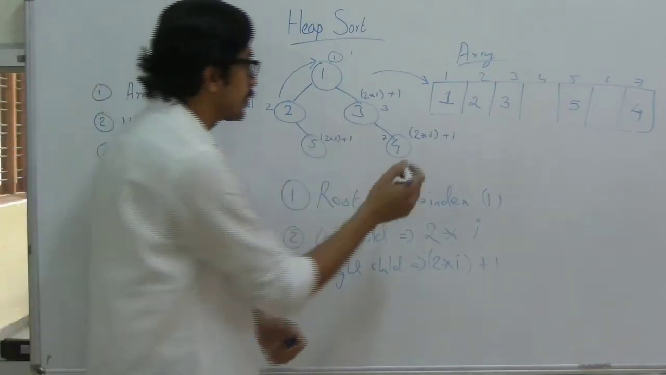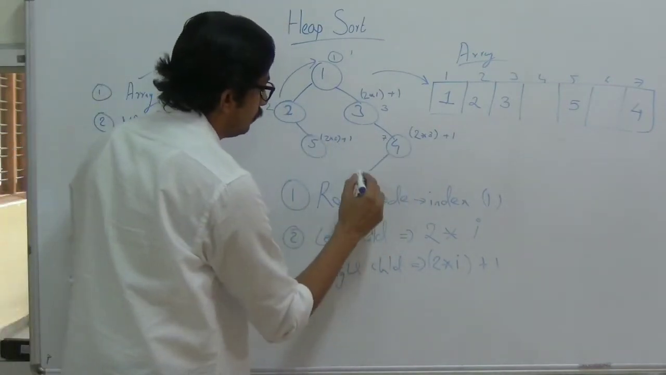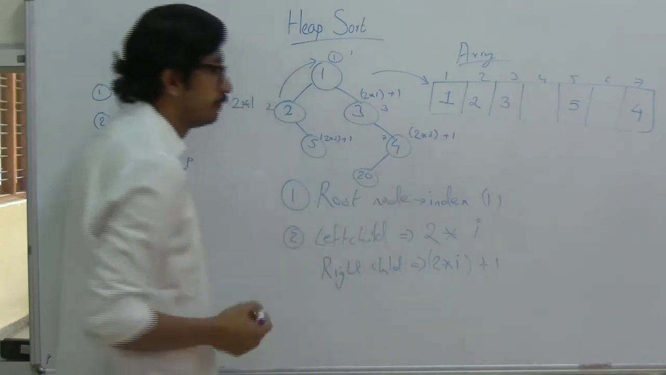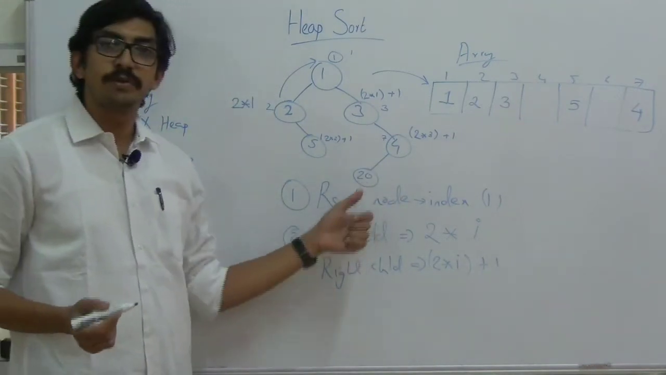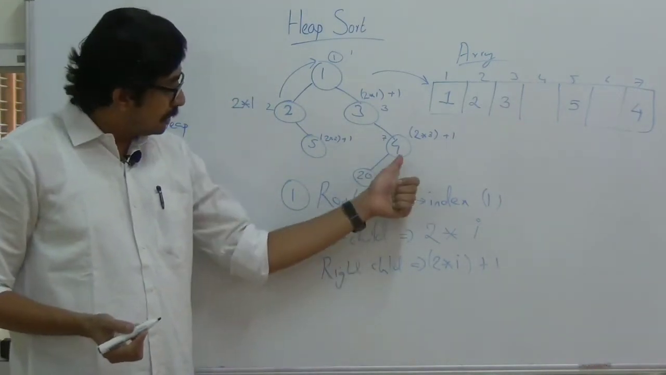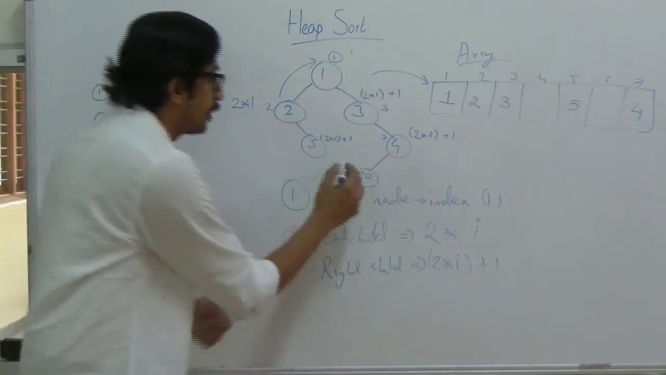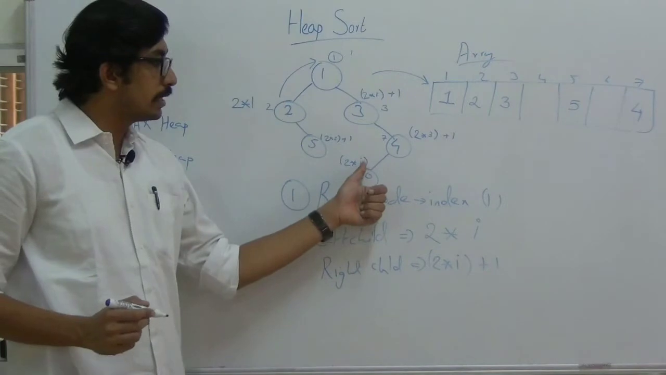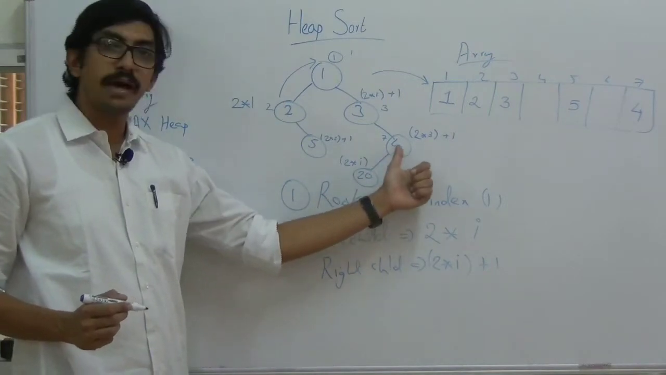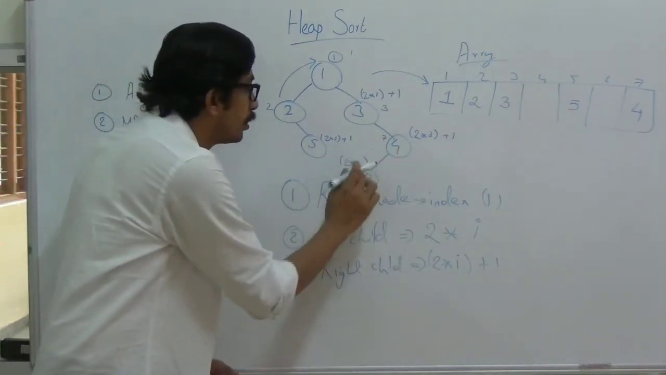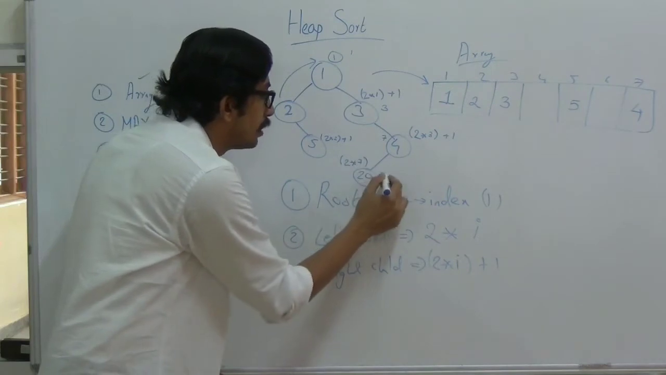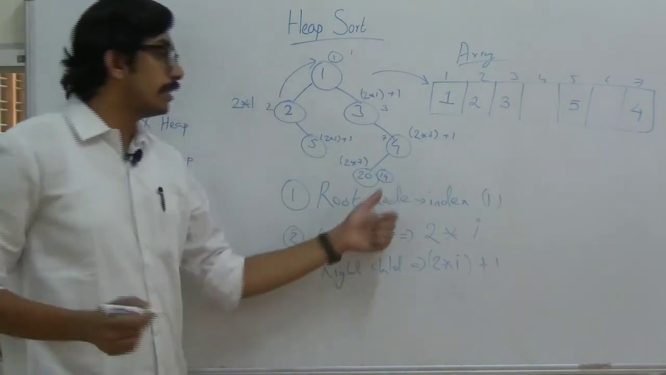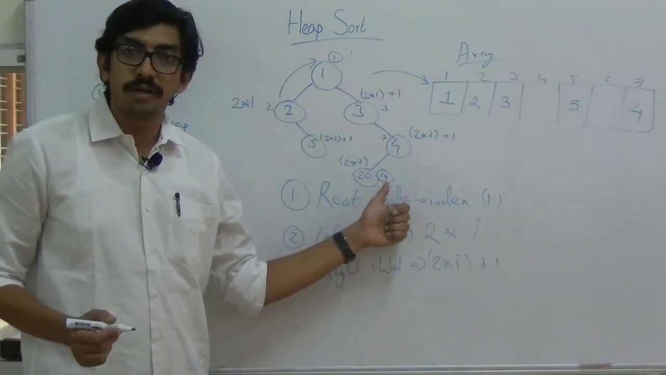Now I will just give a question. Suppose you are having a node, say 20, over here. What will be the index position of 20? So this is the left side. So the formula is 2 into I, where I is the index position of its parent node, that is 7. So 2 into 7, which means 20 will be in index position 14.